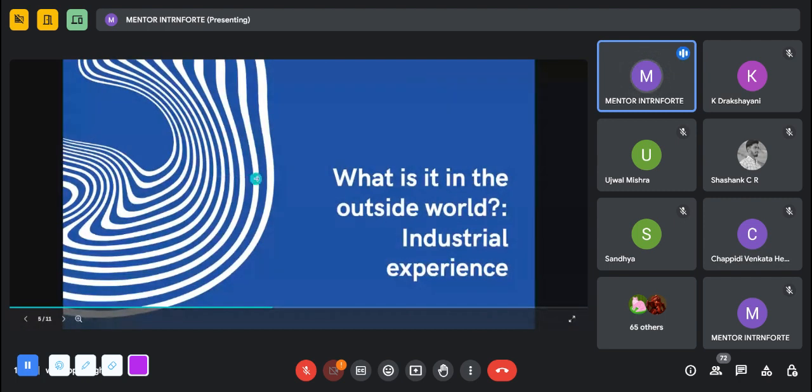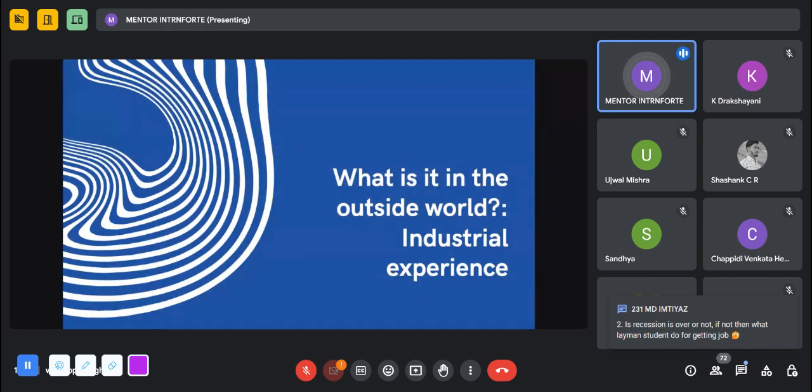So the main section of today's web development meet is this industrial experience. What is it in the outside world, and why is there a gap between what we are studying in the college and what we are experiencing in the outside world?